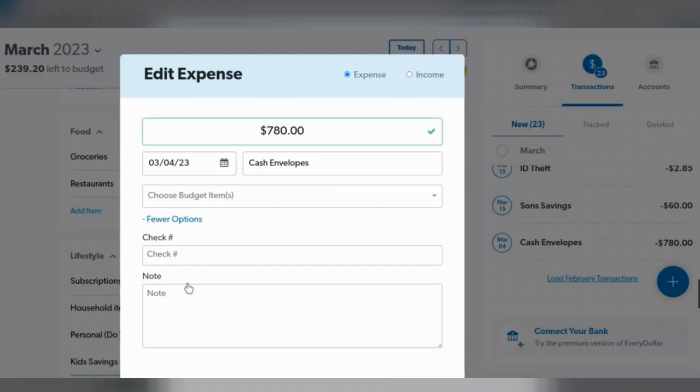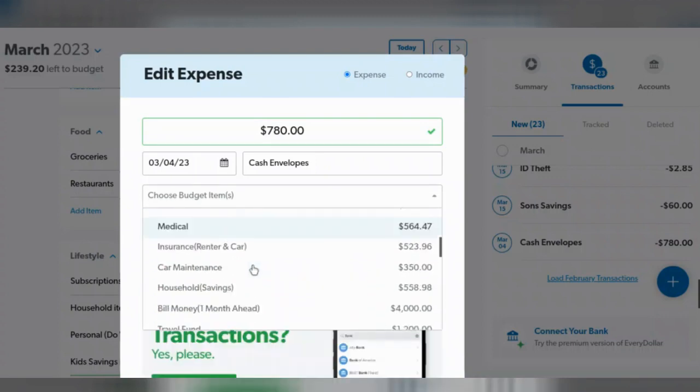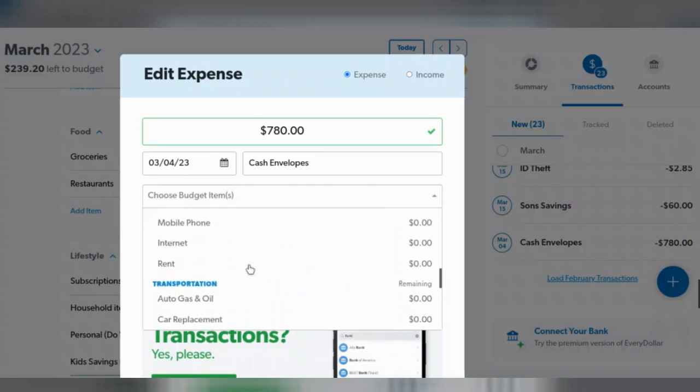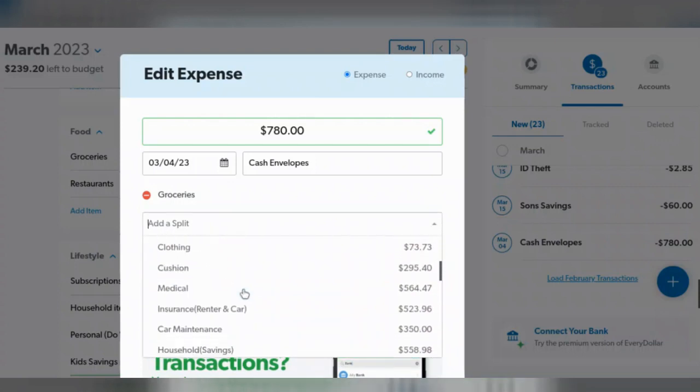Oh, you can put like check numbers and notes in here. That's why I did that. But yeah, if you ever want to see that, it's been a while since I paid with a check, but I used to use it at first. So groceries. The next one is going to be my dining out.